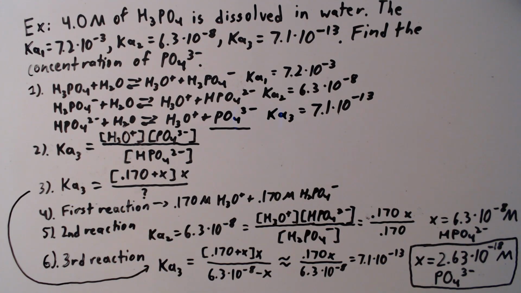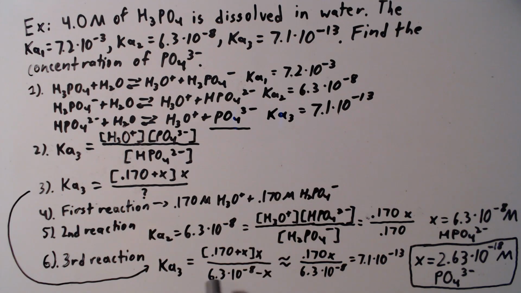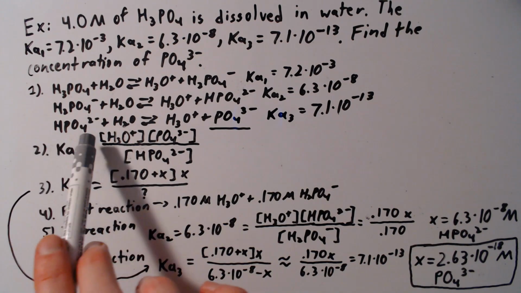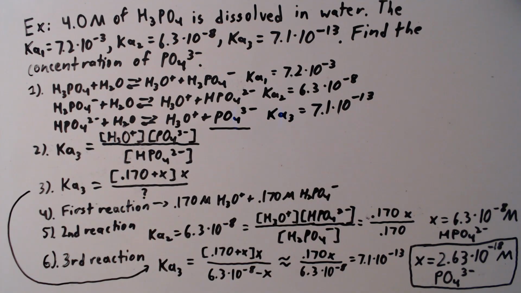So the Ka3 equals the 0.170 plus X on the top, this H3O plus whatever was newly added by this reaction, times X, which was the concentration of PO4, over this concentration of HPO4, because HPO4 is a reactant. So it's 6.3 times 10 to the negative 8th minus X, whatever portion of it dissociated. And for every X of that HPO4 that's dissociated, we get an X of this and an X of this. So plus X and X.